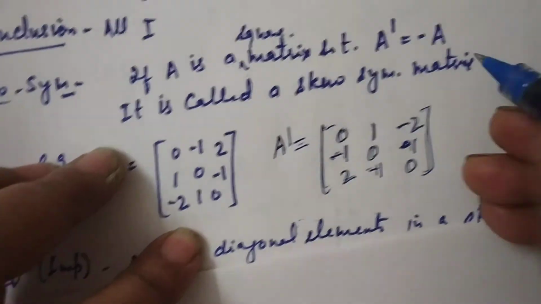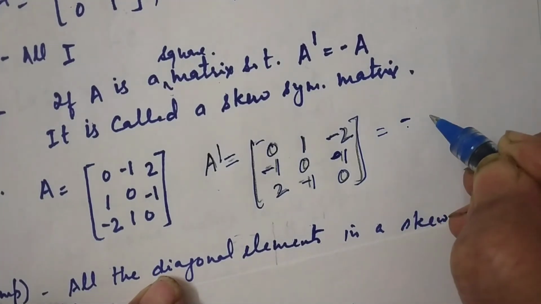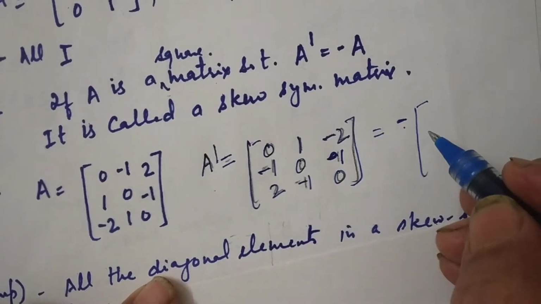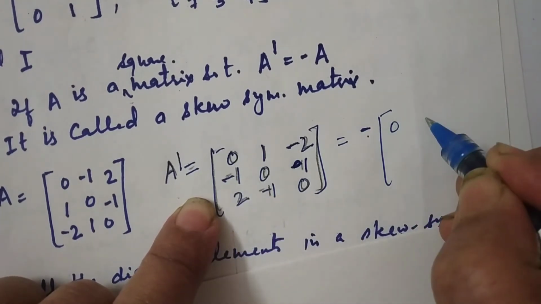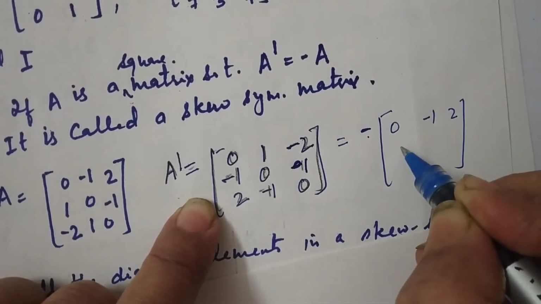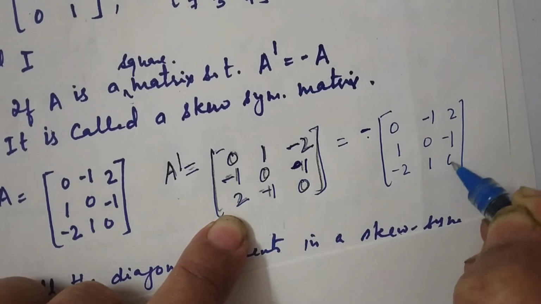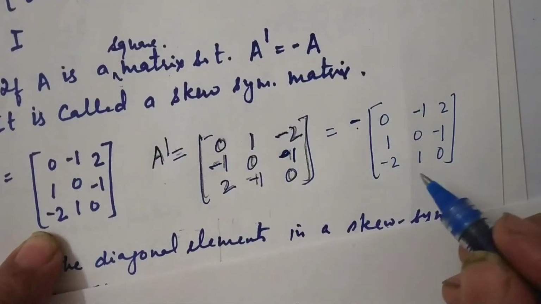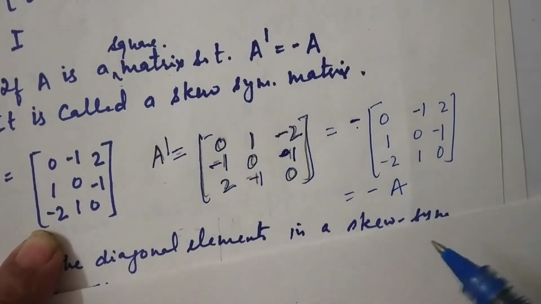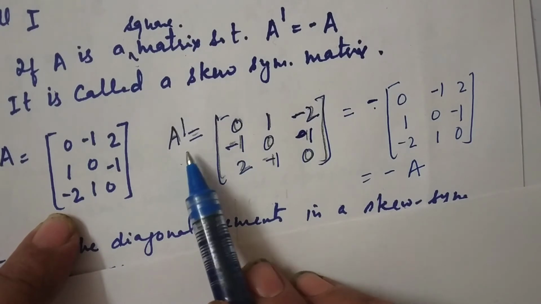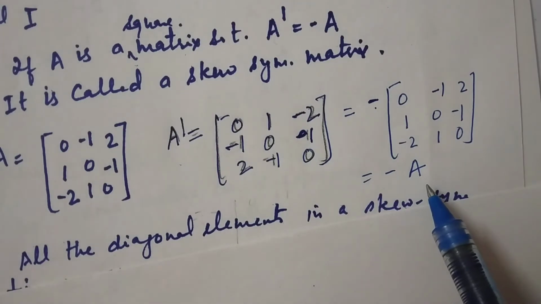Now, if I take a minus common and multiply it with each element, it will be 0, minus 1, 2, 1, 0, minus 1, minus 2, 1, 0. So I can see here this is the same as matrix A. So this is minus of A. Hence I can see that transpose of A is equal to negative of A. Hence A is a skew symmetric matrix.